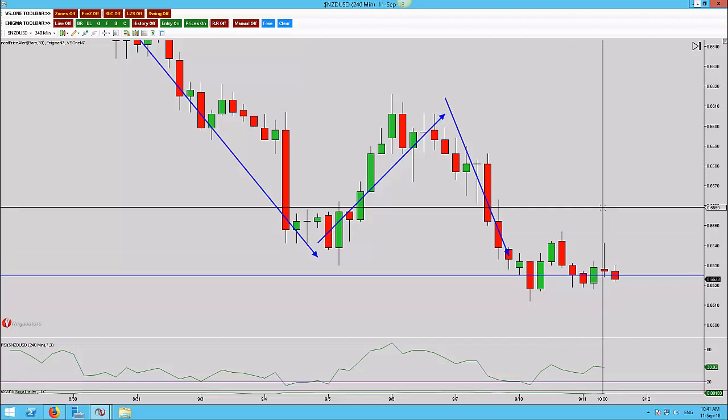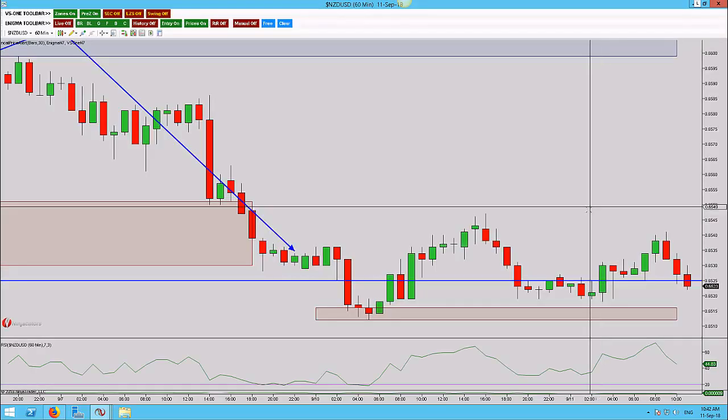So while we haven't got a definitive break and close below on the dailies, everything just at the moment is indicating that we could see a move lower. So my bias at the moment is I want to look for potential shorting opportunities.